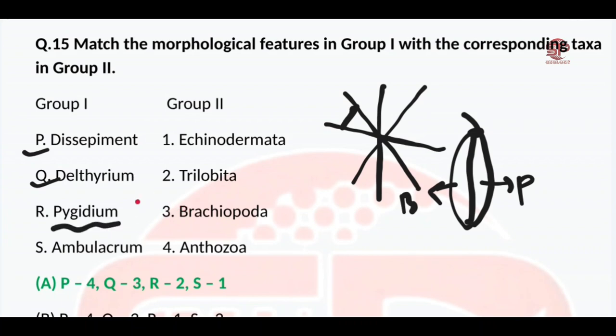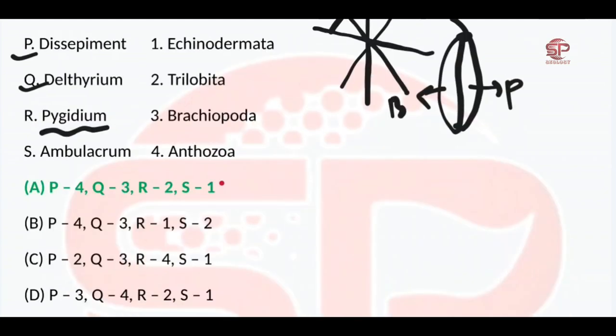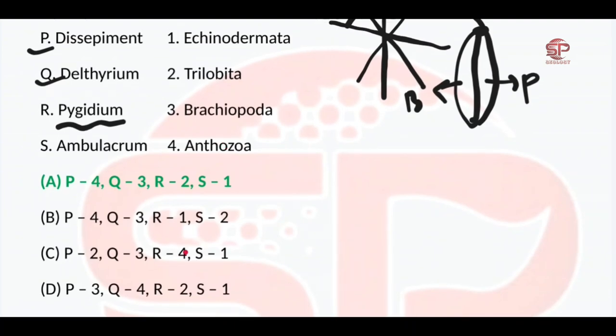Then pygidium, it is the tail section, related to trilobites. Then ambulacral, it is the plates, coronal plates, related to echinodermata. So the answer will be A.